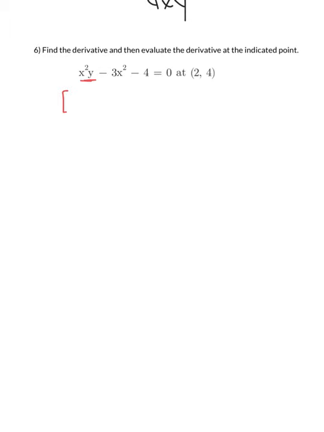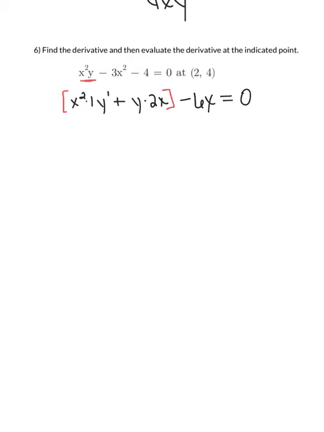So the first is x squared times the derivative of y, which would be 1 y prime, plus the second y times the derivative of the first, and the derivative of x squared is 2x. So that's the end of the product rule. Now move on and do the rest of the terms. The derivative of minus 3x squared is going to be minus 6x. Minus 4 is 0, equals 0.